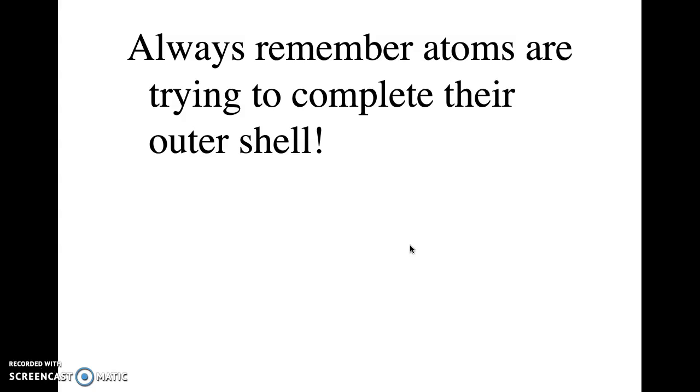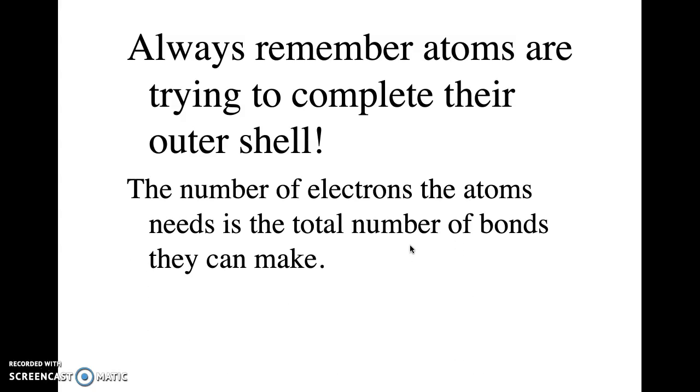Hopefully you remember that. The number of electrons that the atom needs is the total number of bonds they can make. Now, let's say that again. The number of electrons the atom needs is the total number of bonds that they can make. So if an atom needed 3 electrons to complete its octet, that means it can bond up to 3 times. That's all it means, right?